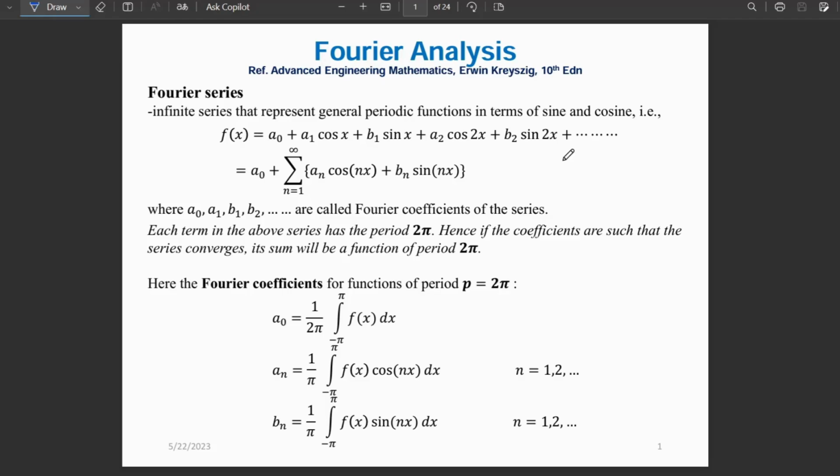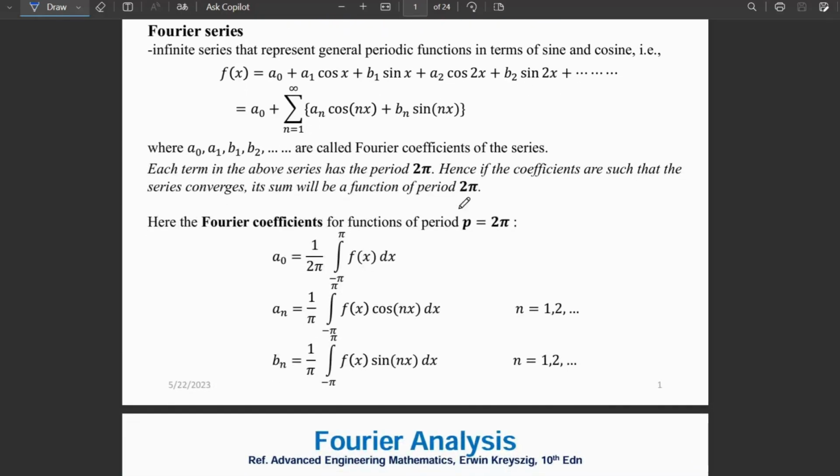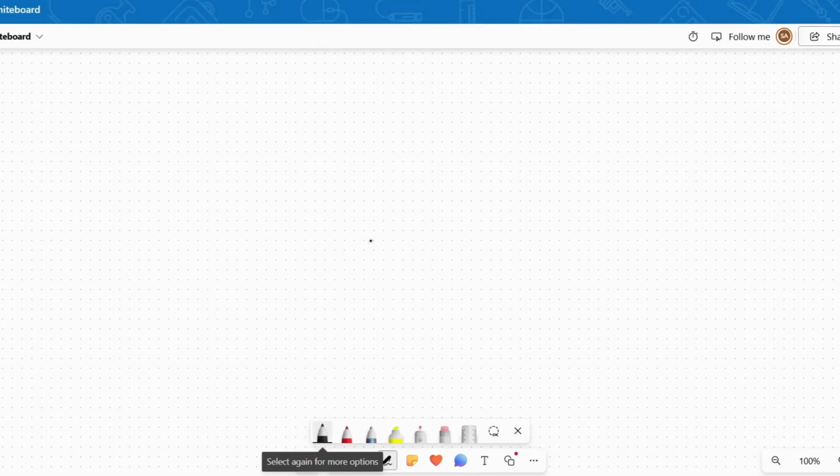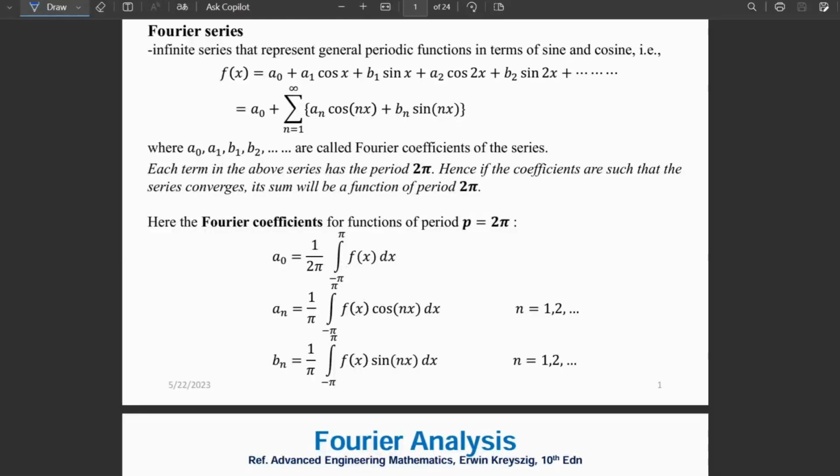In advanced engineering mathematics, Fourier series is one of the important chapters. In future, those who work in electrical engineering or CSE engineering, Fourier series is a must. So let's start. The equation of the Fourier series, I will write on the whiteboard so that you can understand easily.